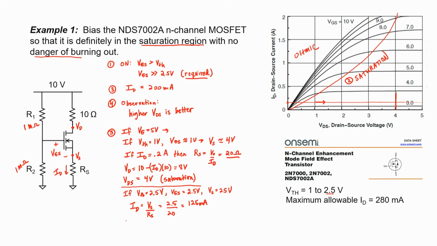Are we still in saturation? Well, our drain voltage is going to be 10 minus the drain current, which is now 0.125 amperes, times our 10 ohm resistor. We get 8.75 volts here for the drain voltage. And if we subtract our source of 2.5, then we wind up with 6.25 volts for our drain source voltage. We're off the curve over here on the right, so we're definitely still in the saturation region. We've now met all of the requirements of the example.